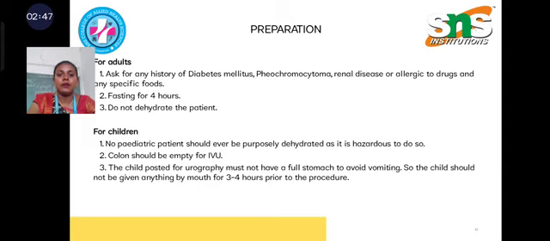For children, no pediatric patient should ever be purposely dehydrated, as it is hazardous to do so. Colon should be empty for IVU. The child posted for urography must not have a full stomach to avoid vomiting, so the child should not be given anything by mouth for 3 to 6 hours prior to the procedure.